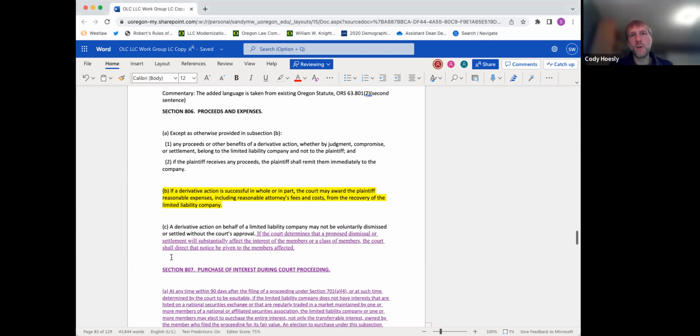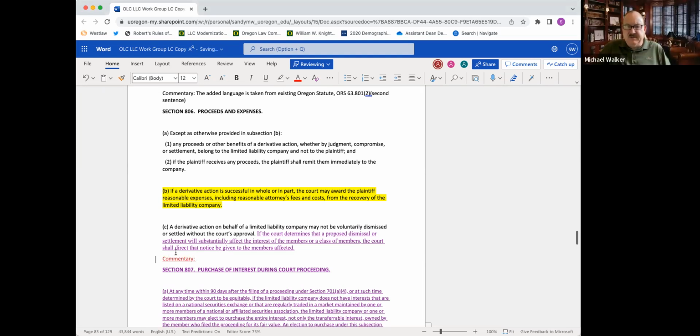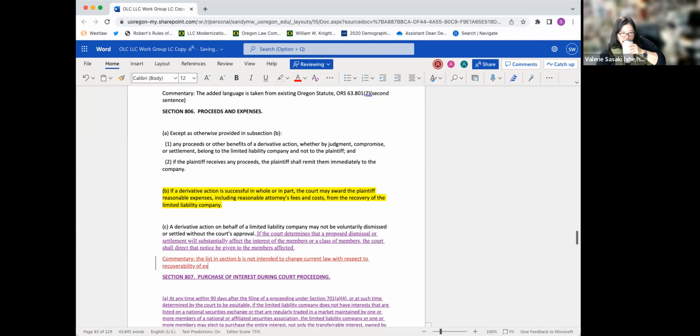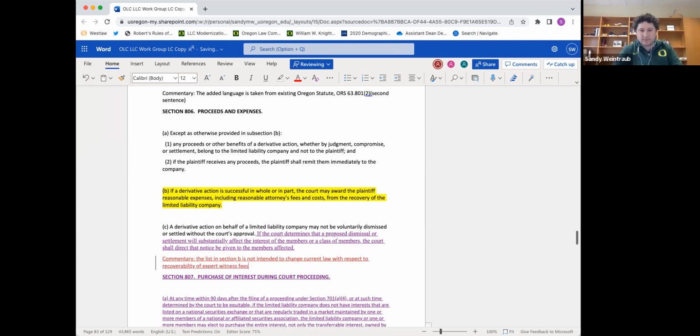That the recoverable expenses include expert fees? Well, it's in the context of what's available under existing Oregon law, or as the common law or rules of procedure or other statutes come into play. Yeah, I think that's a good point. That this statute is not intended to change Oregon law on recoverability of expert witness fees. Yeah, it just seems like we're out in front of our skis if we go a lot further, and we should just say look to other places, courts and litigants. So Sandy, the comment is: the list in section B is not intended to change current Oregon law with respect to recoverability of expert witness fees. I think that's a good way to resolve it. Okay.